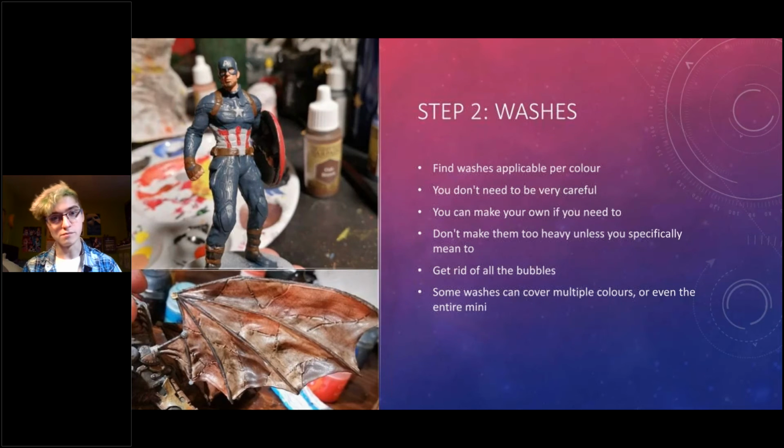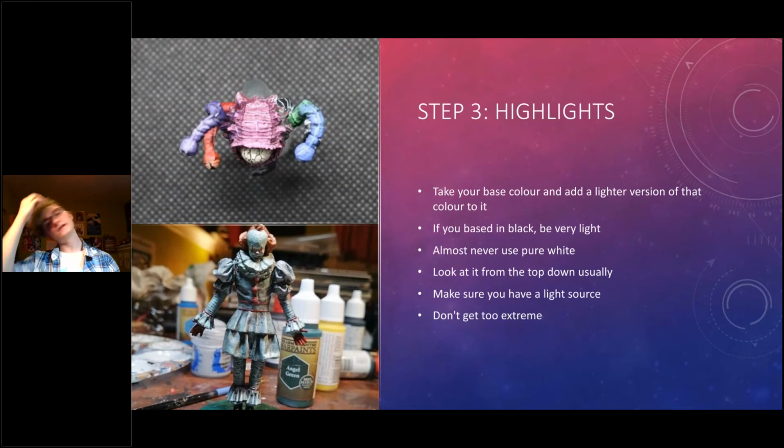Anyway, moving on. Step 3 is highlights. Highlights are arguably the most important part of a mini because it's one of the final steps and it makes everything look much more pretty. So for each highlight, you're going to want to take the base color of the miniature you used, unless it was black or white, and then add a lighter version of that color to it.